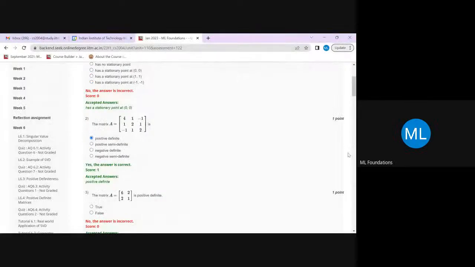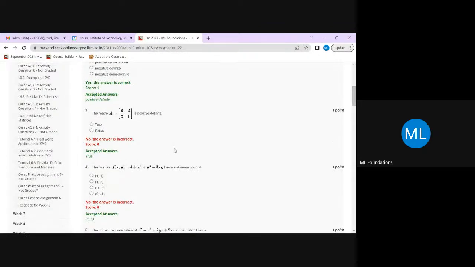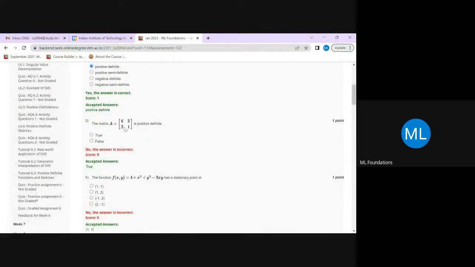Any doubt you can just ask me. So the third one you can directly say, right, without calculating. Just tell me whether it's positive definite or not. Can somebody tell me why this is positive definite? Yes, sir. It is positive definite because the first element is greater than 0 and the determinant is also greater than 0.